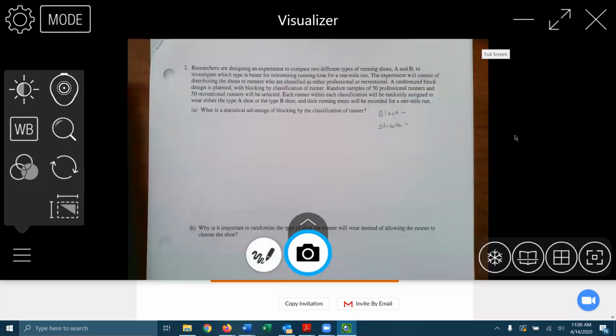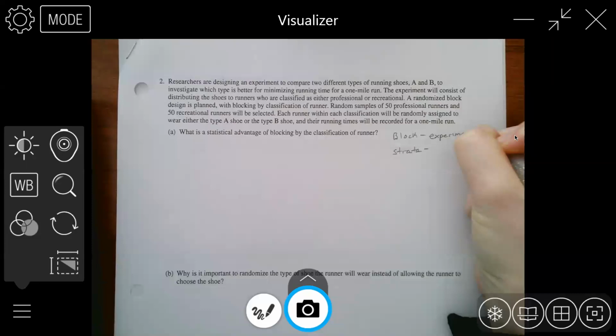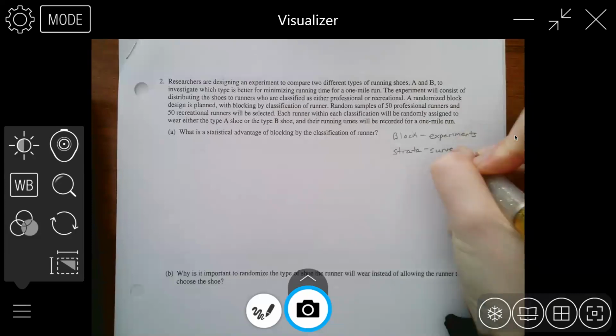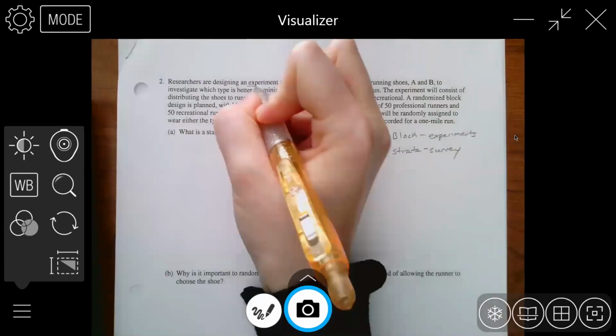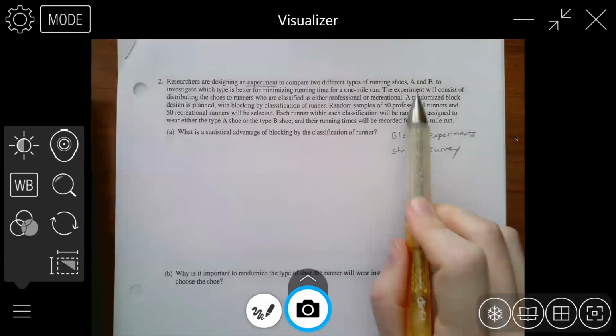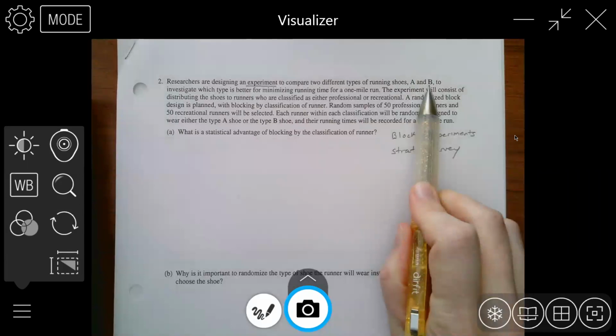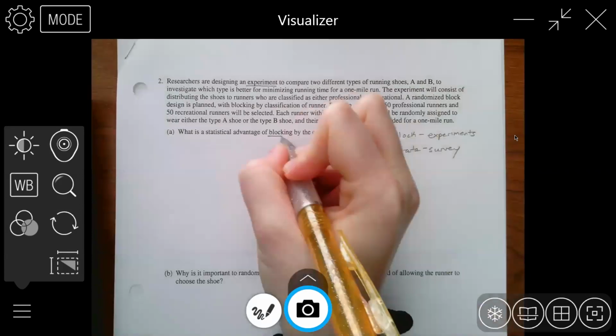blocks are specifically for experiments. And then strata would be for a survey only. So in this case, we're doing an experiment, and it says that here because we're randomly assigning subjects to 2 different treatments, and that would be the type of shoe, either A or B. So here, that's why they say blocking and not strata. So the keyword for A is blocking.